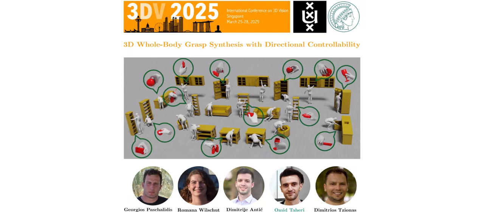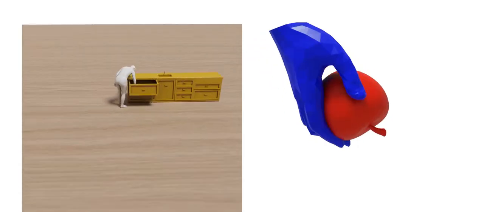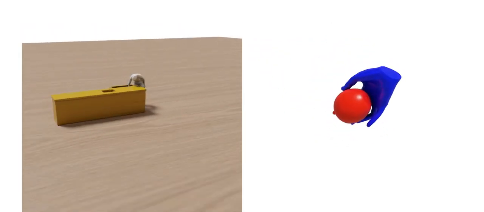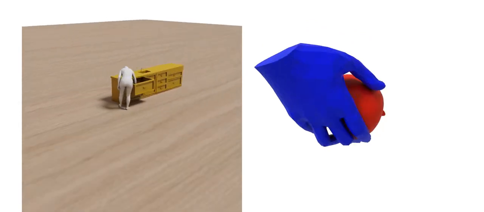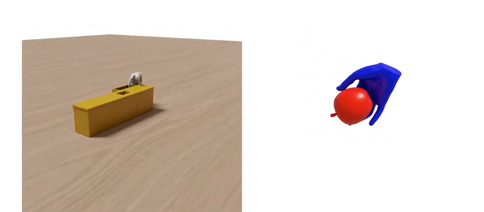We present CW Grasp, a framework for generating 3D whole-body grasps with directional controllability. Specifically, given a grasping object, shown in red, placed on a receptacle, shown in yellow, our goal is to generate a body that grasps the object.